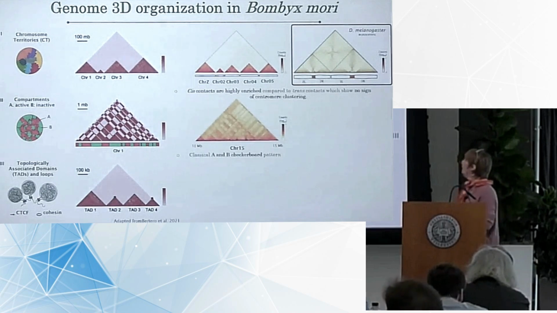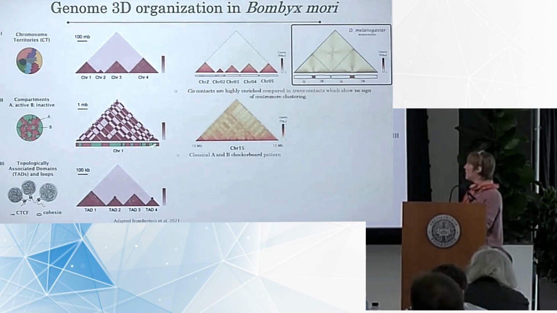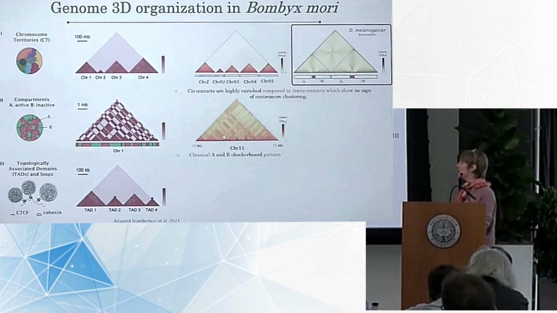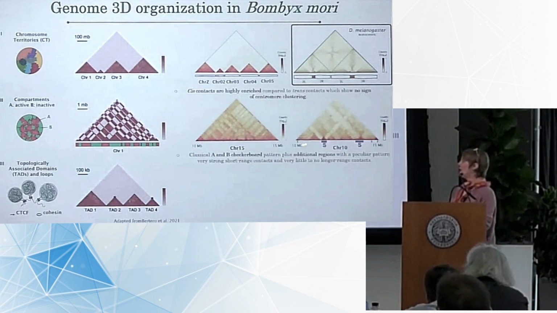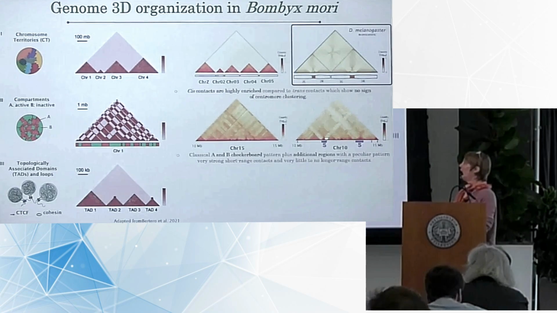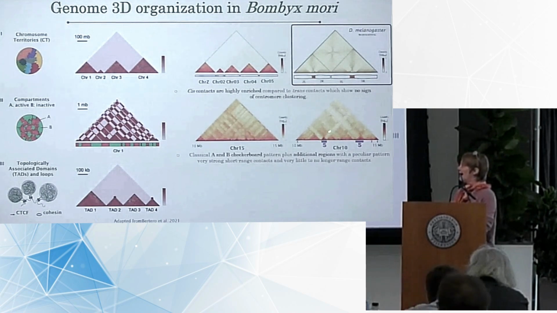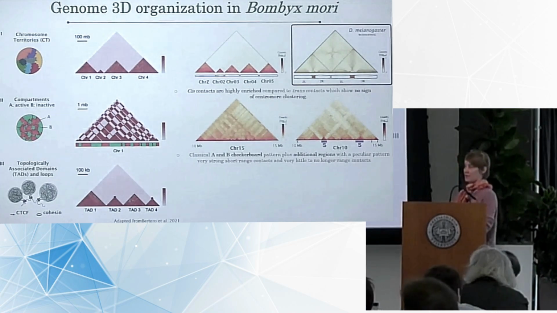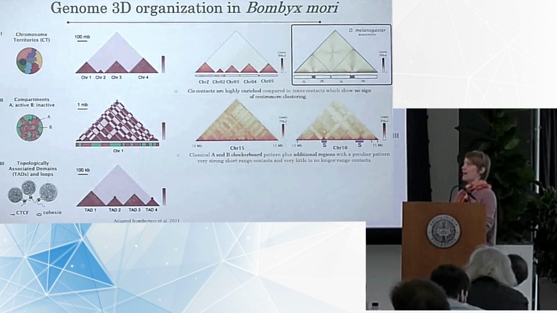Then, on the intermediate organization, at the compartmentalization level, we describe a peculiar organization in Bombyx. We do find classical active A and inactive B checkerboarding and compartmentalization. But in addition to that, we find regions that are not involved in any checkerboarding and make really frequent contact near the diagonal and very little contact further away at longer distances. We describe this as a third compartment that we call S, for secluded.